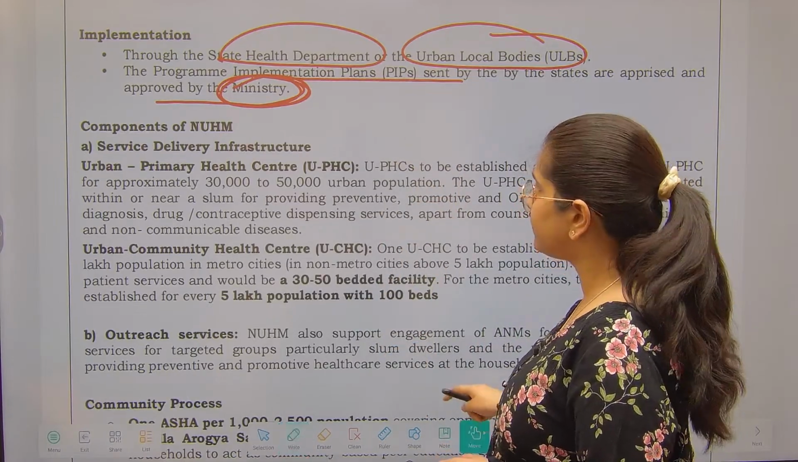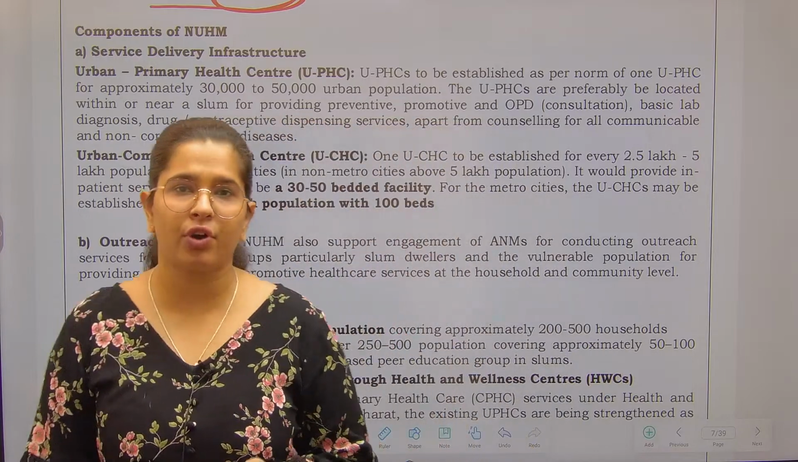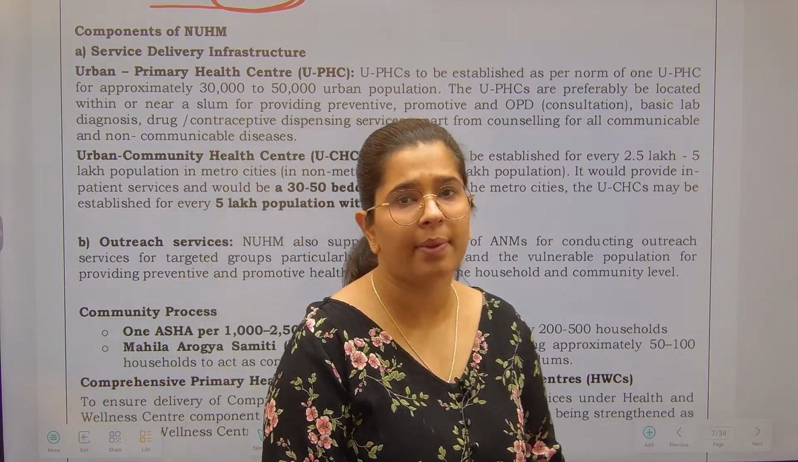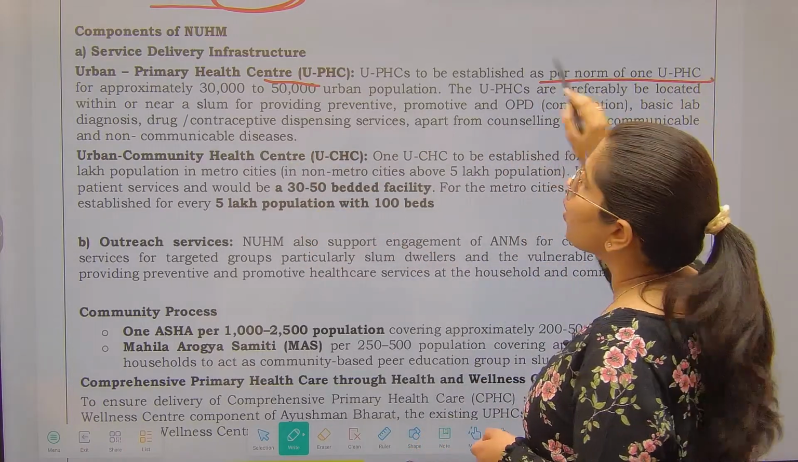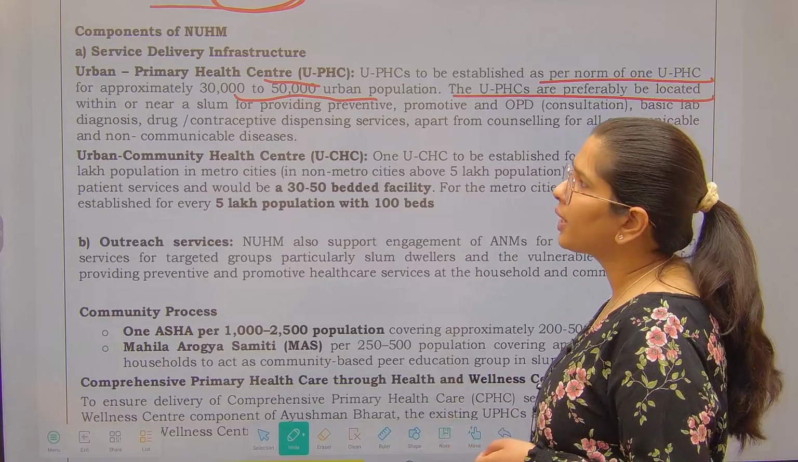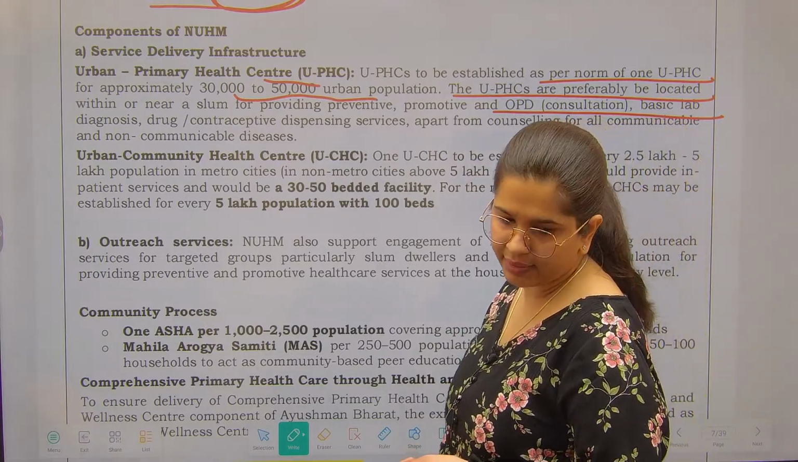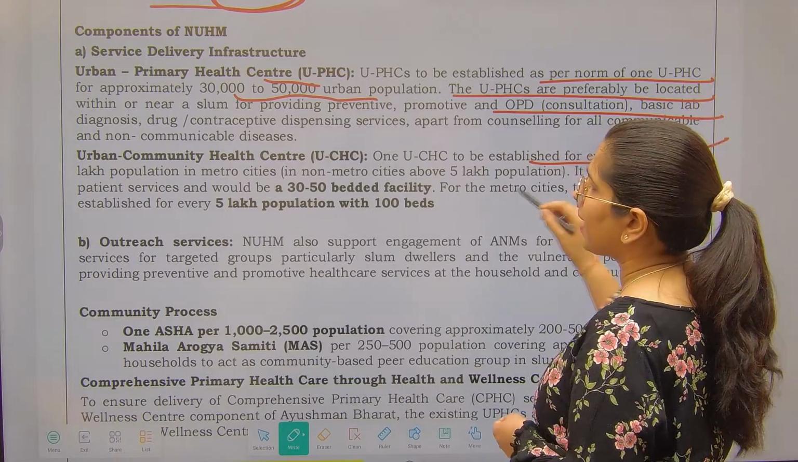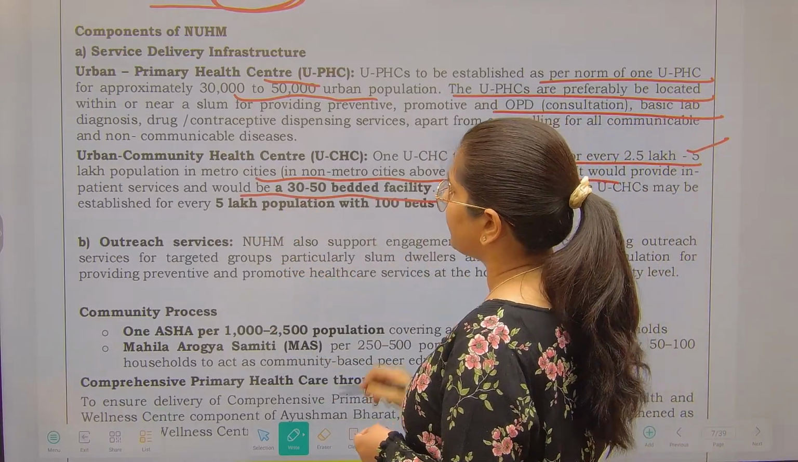Now talking about the components. Here again, in the rural areas, we have a structure of primary health centers as well as community health centers. The same thing will get replicated in your urban areas as well. In urban areas, we have primary health centers, with one UPHC established for approximately 30 to 50,000 urban population. These are preferably located near or within a slum in order to provide OPD, basic diagnosis, or non-communicable disease related activities, right? And then you have your urban CHC. One CHC will be established for 2.5 lakh to 5 lakh population in metro cities. In non-metro cities above 5 lakh population, it would be providing patient services and would be a 30 to 50 bedded facility.